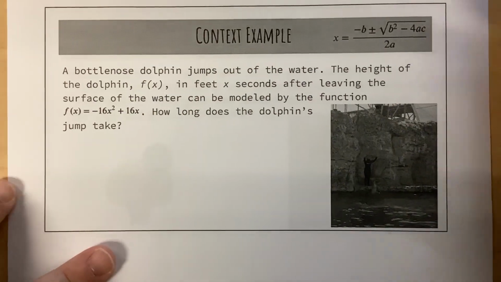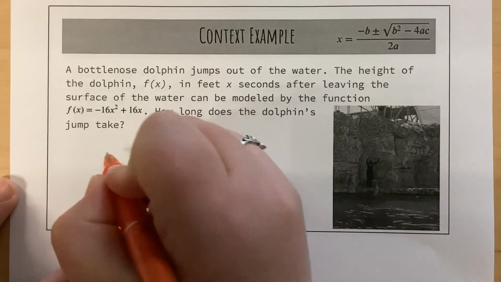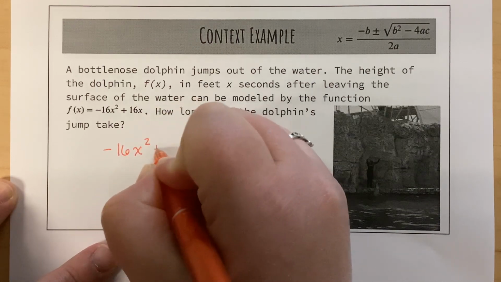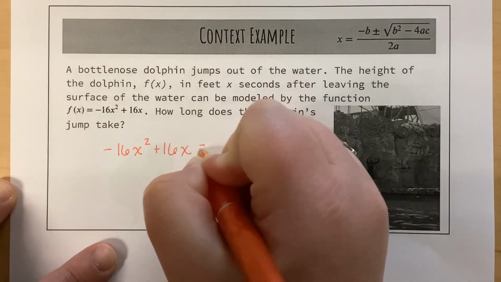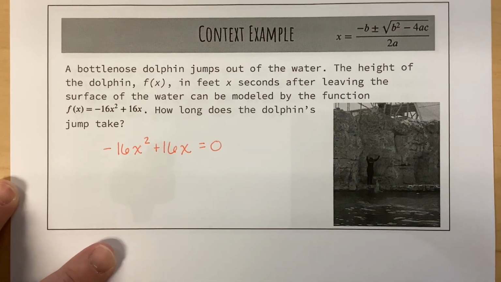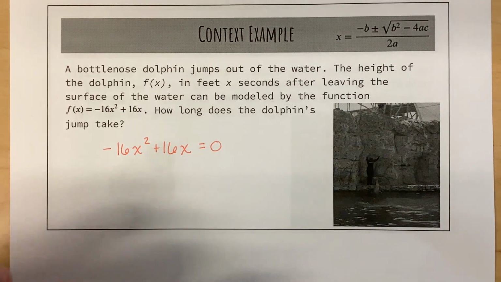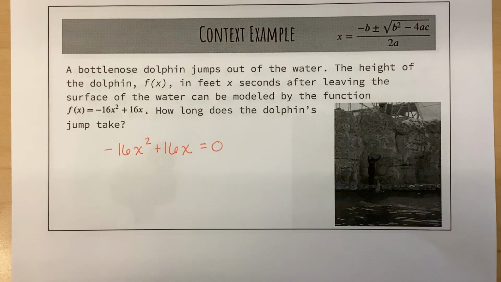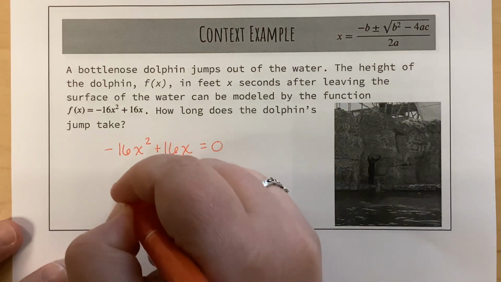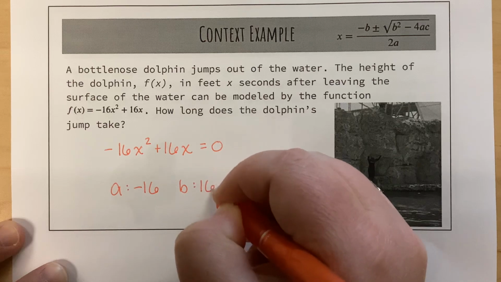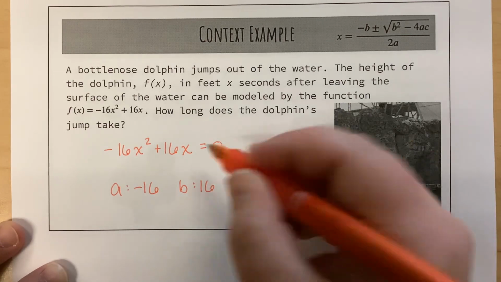Alright, so first thing we're going to do, as always, is set the function equal to 0. So now I have negative 16x squared plus 16x equals 0. Okay, now we could do this by factoring, but I want you to understand what happens when you're missing one of the terms. In this case, we're missing a c value, the constant. So a is negative 16, b is positive 16, and c, which is not there, is just 0.